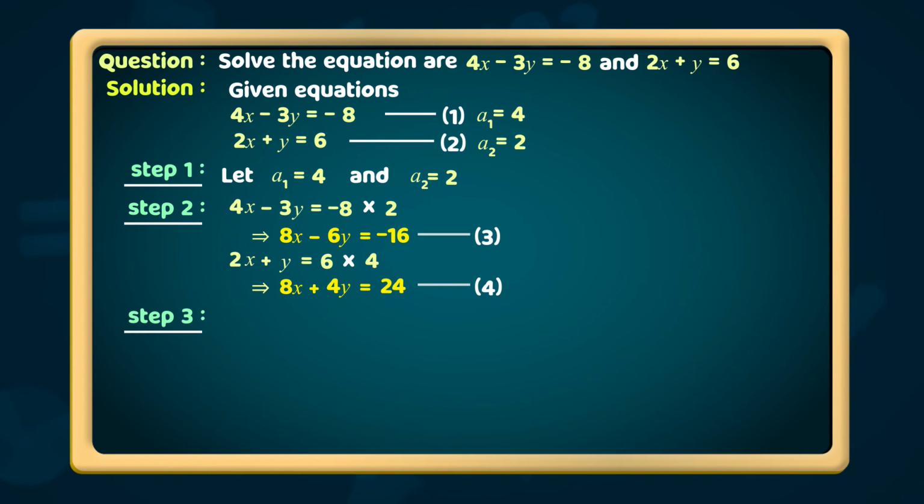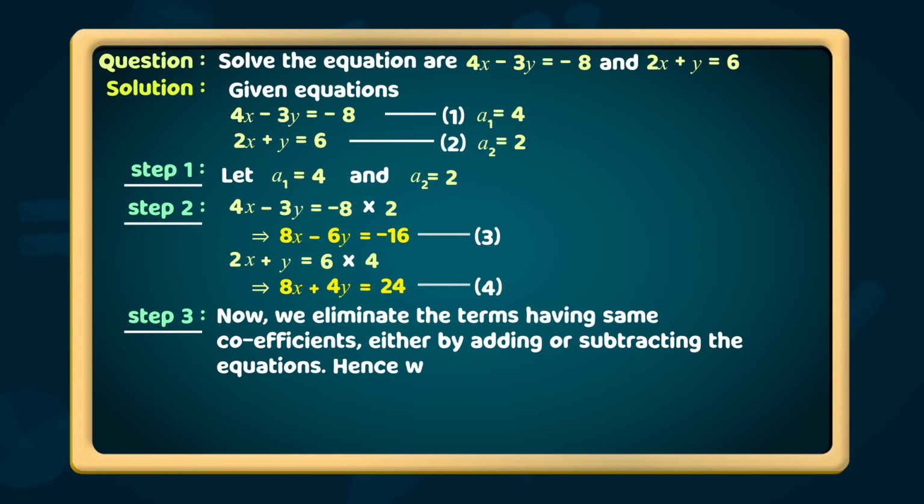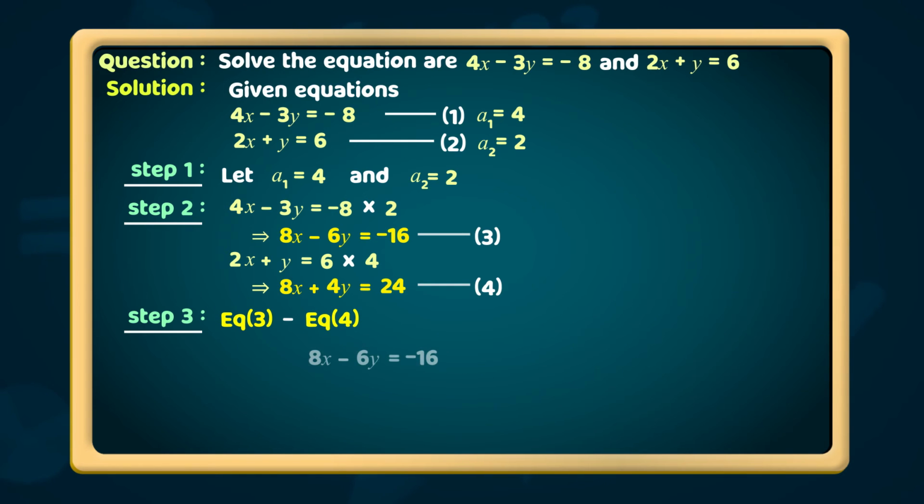Step 3. Now we eliminate the terms having same coefficients either by adding or subtracting the equations. Hence, we obtain the values of one variable. Step 3. Third equation minus fourth equation. Take equation 3 and take fourth equation. Do the operation in between them, subtraction.